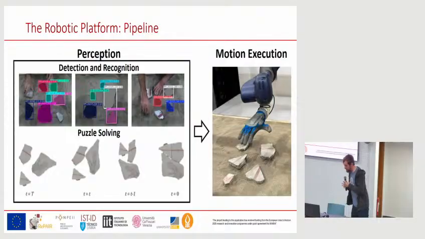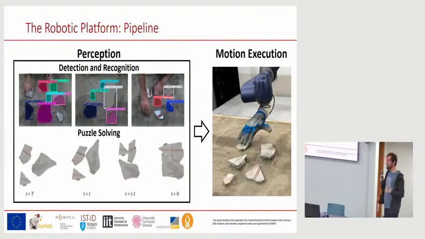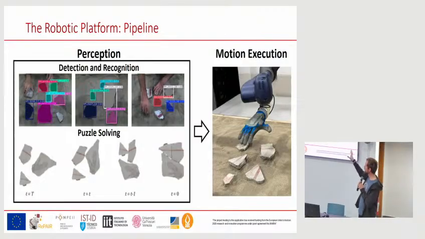Let's come to the system. So our overall pipeline consists of all the parts that were already presented to you and extended now by the robotic part. So first we have the detection and recognition of the fresco fragments, and we have the puzzle solving that gives the robot the sequence and the fragments that it should grasp and place in a given order.